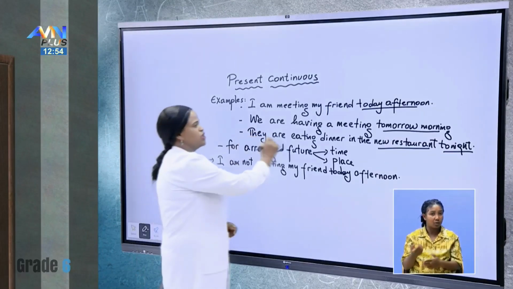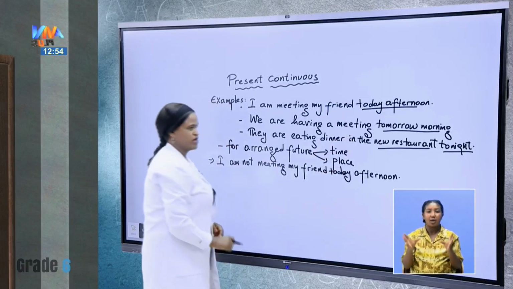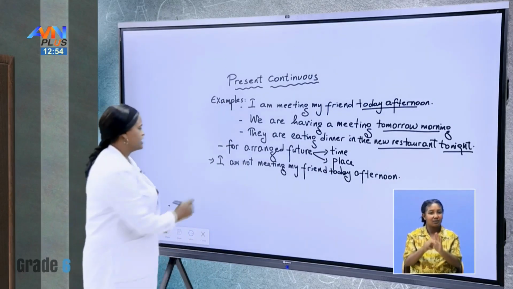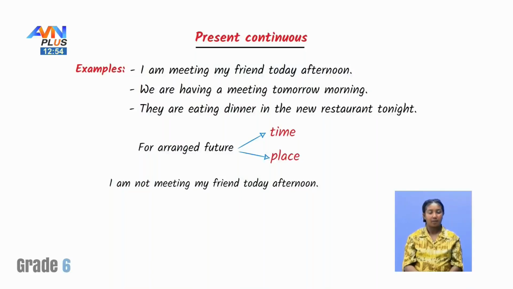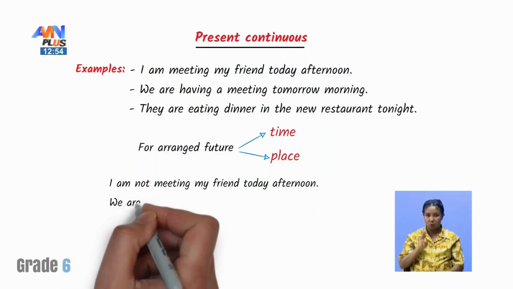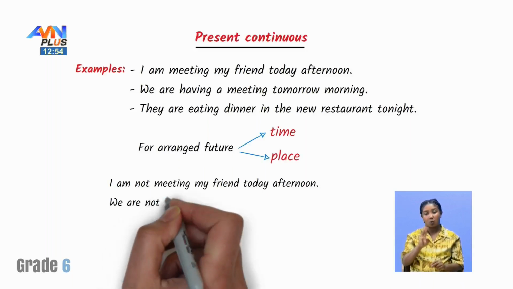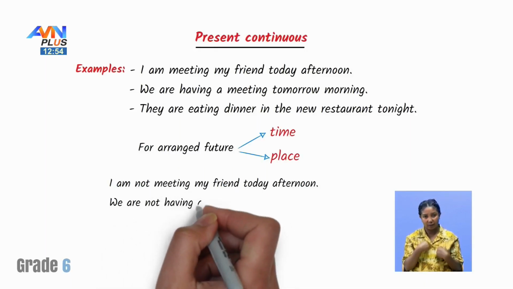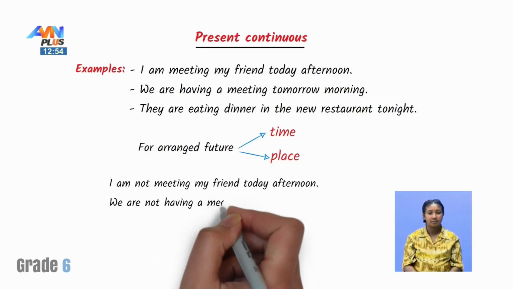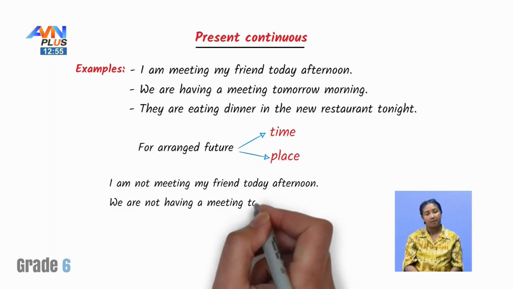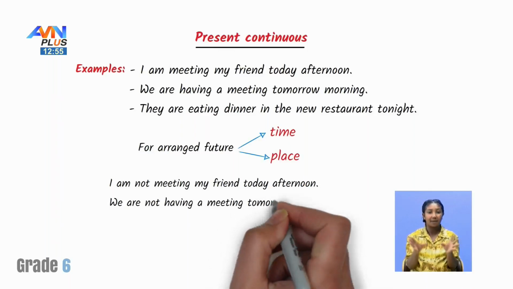For this one, we are having a meeting tomorrow morning. If it is cancelled, how do we make it negative? We are not, or we aren't. We are not having a meeting tomorrow morning.